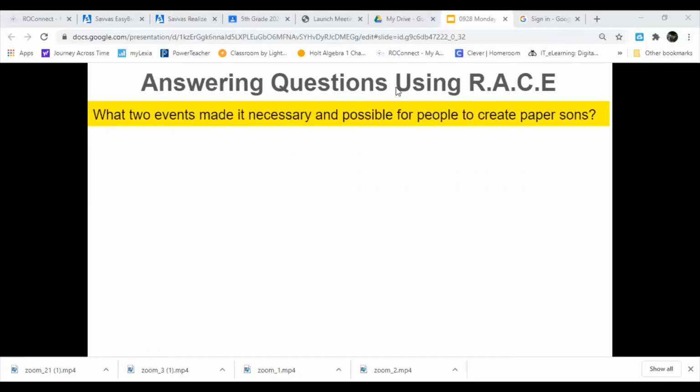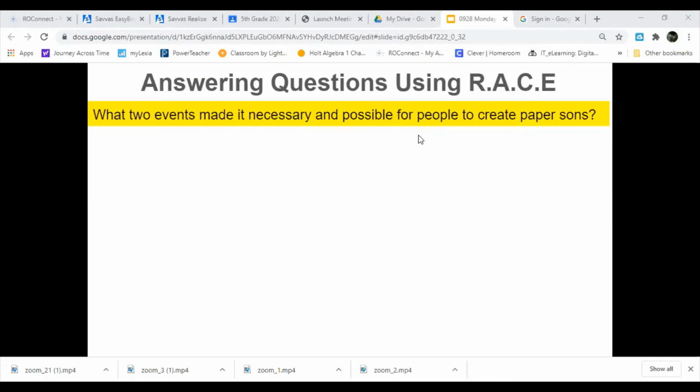I don't agree with the phrasing the curriculum writers chose for this question. I think it is unnecessarily awkward and confusing. But let's break it down and see if we can make it a little easier to understand. What two events made it necessary and possible for people to create paper suns?